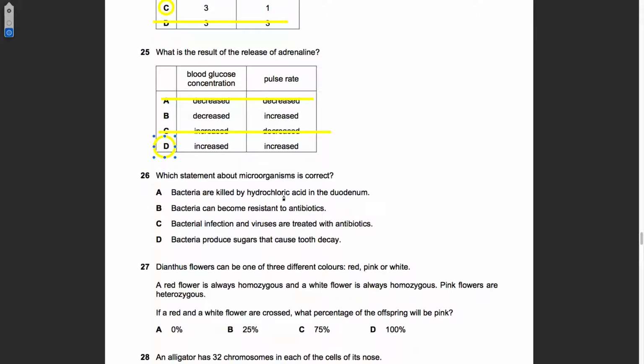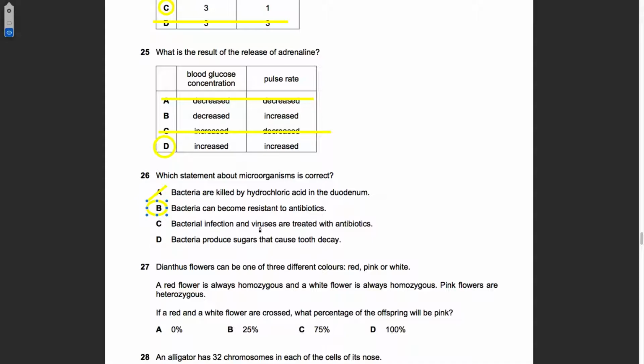Bacteria are killed by hydrochloric acid in the duodenum. Okay, it was all right until we got to duodenum, because no, we actually have it in our stomach, whereas the duodenum is the first part of the small intestine. So nope. Bacteria can become resistant to antibiotics. Sounds good to me. I'm going to circle it for now.